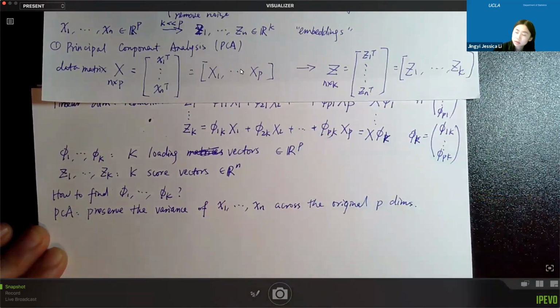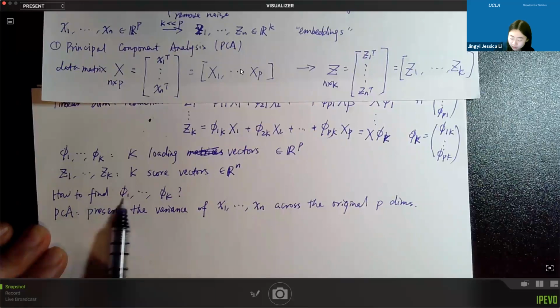That's what we want. And I want to preserve the variance in decreasing order. That is, I want the first new dimension to preserve the most variance, and then the second new dimension to preserve most of the remaining variance, and so on. So I'm going to have a decreasing order.